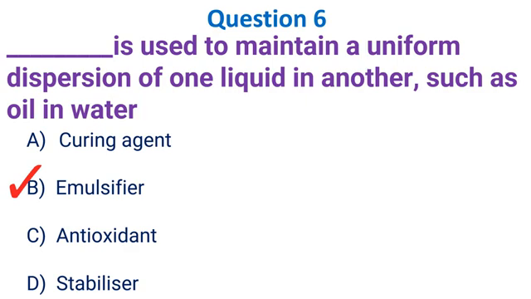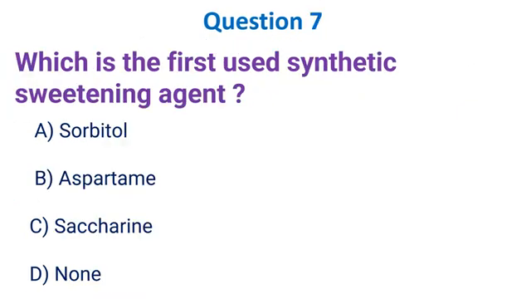The stabilizer is a substance which is added to increase the stability and thickness so that the food remains in an emulsion or retain its original physical characteristics. Question number 7. Which is the first used synthetic sweetening agent? Options are option A, sorbitol, option B, aspartame, option C, saccharin, option D, none. Correct answer is option C, saccharin.